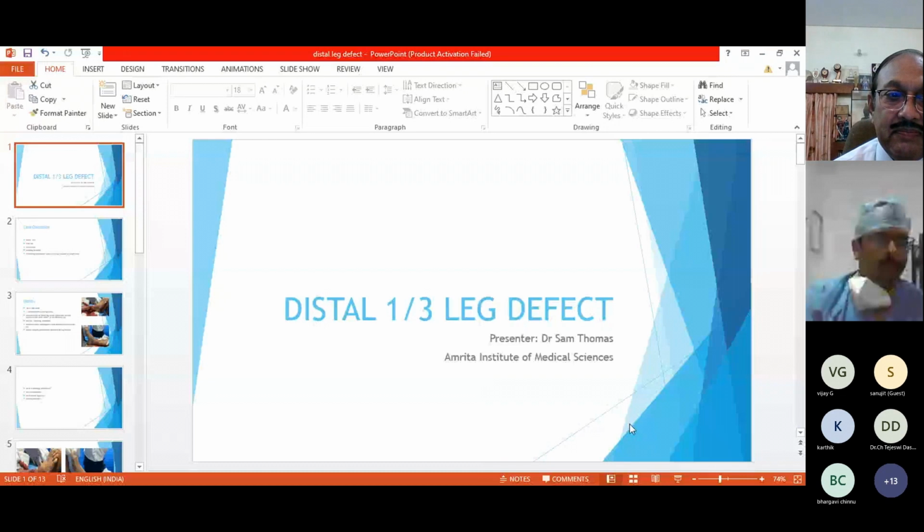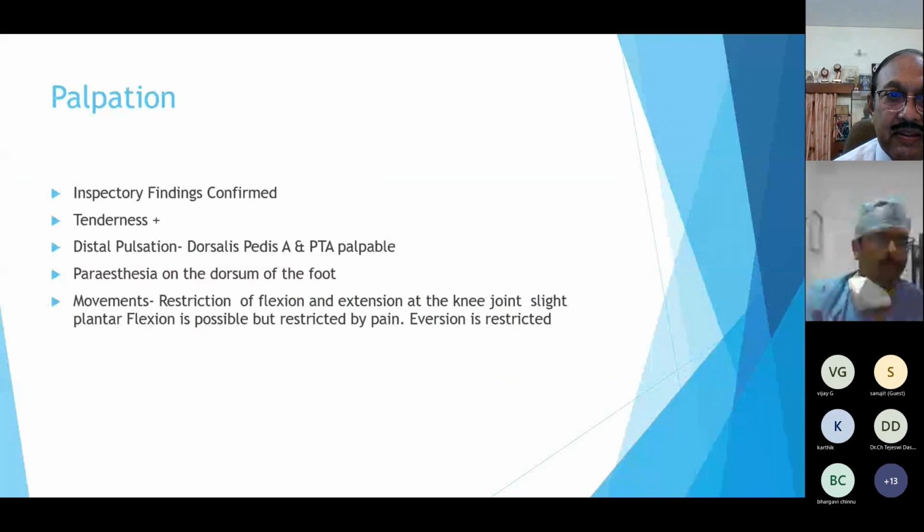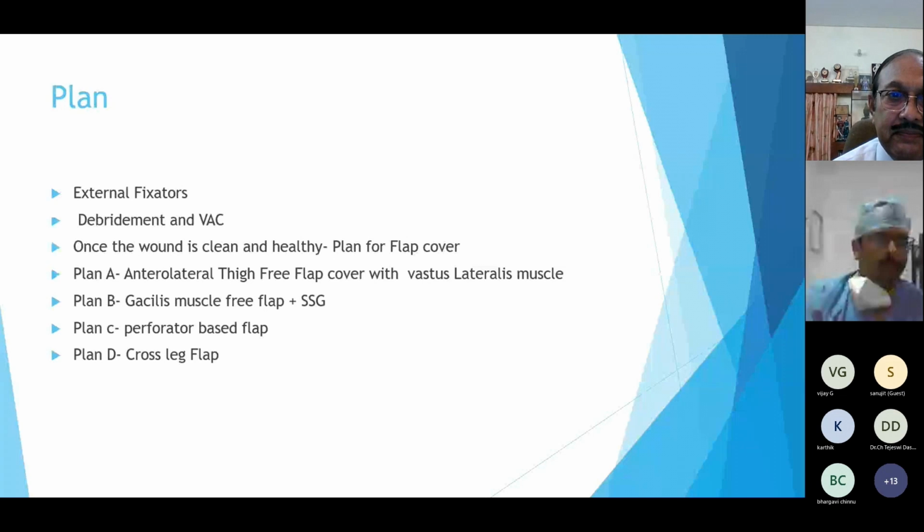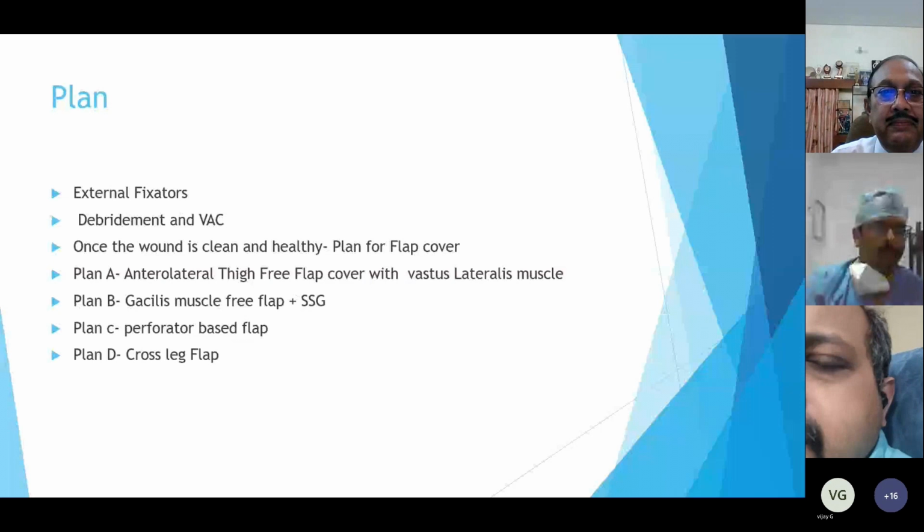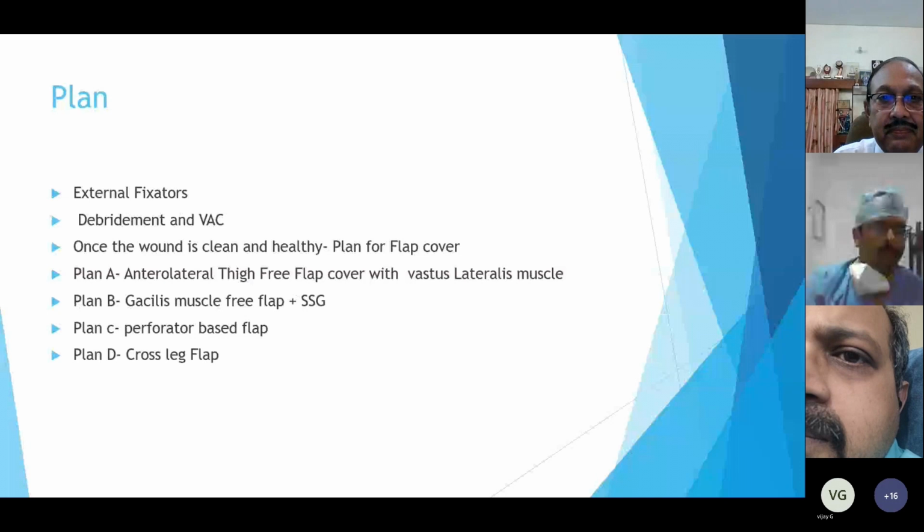Sir, primary debridement and tourniquet control, and an external fixator spanning the ankle was applied by the ortho team. And we also applied the VAC therapy. Once the wound is clean and healthy, I will plan for a flap cover.